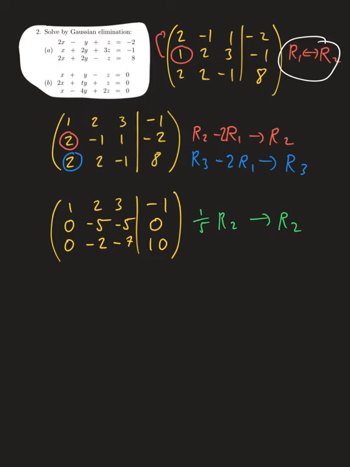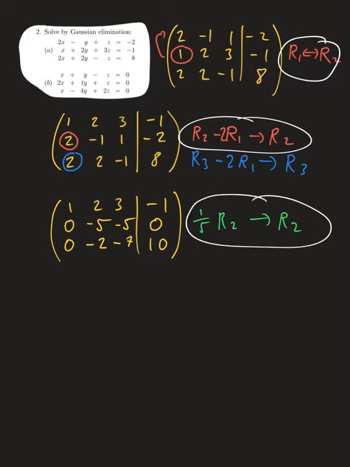I can add a row to another row, like this one, which also doesn't change the solution, so it's a valid move. Or I can multiply a row by a constant. In this case, multiplying it by 1 over 5. And that's the three things that I'm allowed to do, or the three kinds of valid moves. So let's make this move.